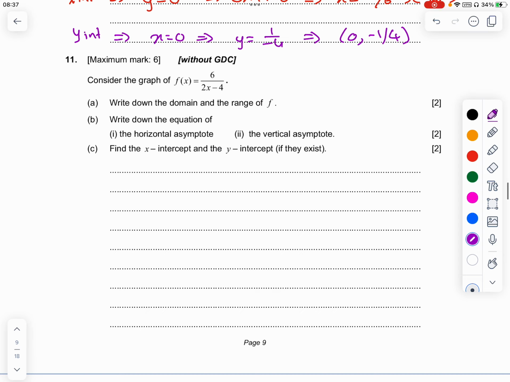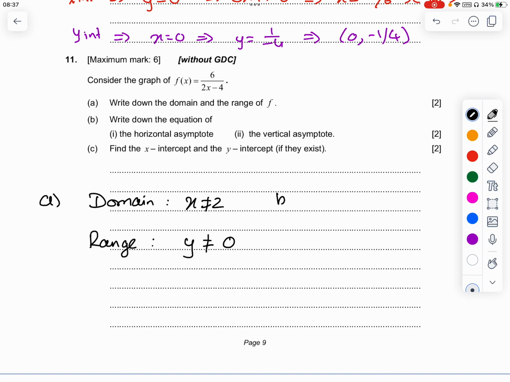Question number 10. Write down the domain and range. Domain, the denominator should not be equal to 0. So x is not equal to 2. Range, what is going to be the horizontal asymptote? It's a bottom heavy equation. Horizontal asymptote is 0. So the range is y is not equal to 0.